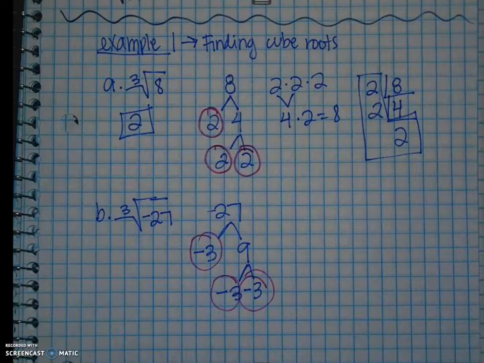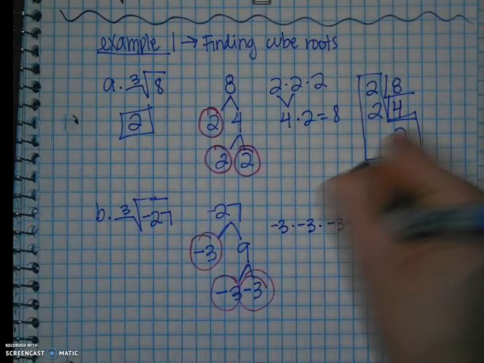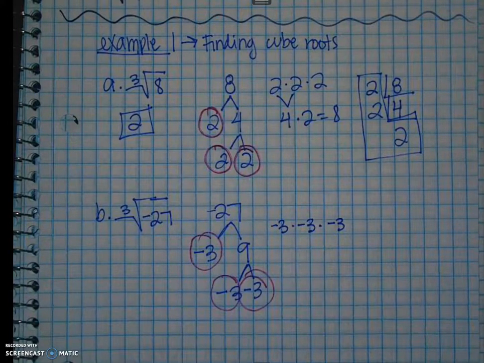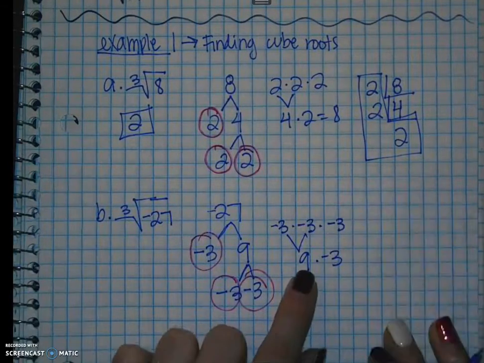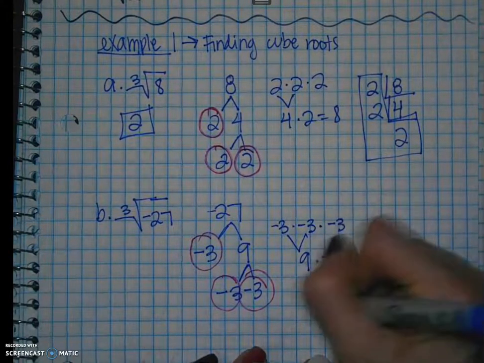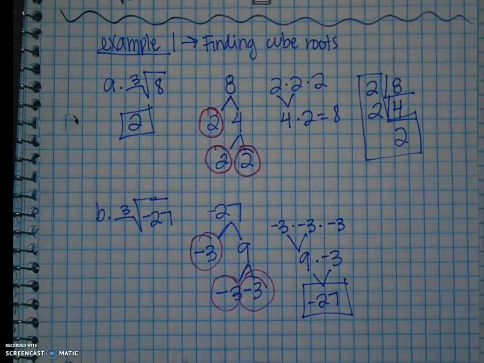And again, you can test it out. Negative 3 times negative 3 times negative 3. Well, negative 3 times negative 3 is 9. And 9 times negative 3 is negative 27. Okay? So make sure you have that written down. We're going to do a couple more examples. I know it might be a little confusing, but hopefully the more we go on, the more it'll make sense.